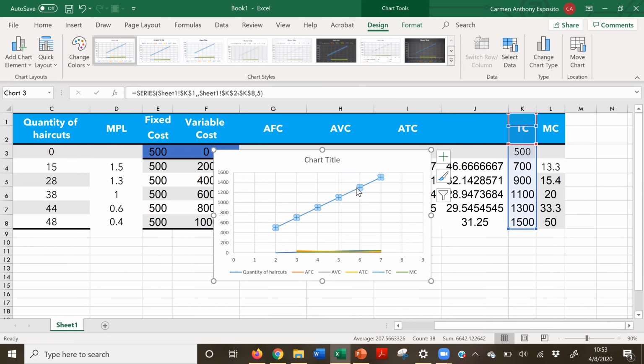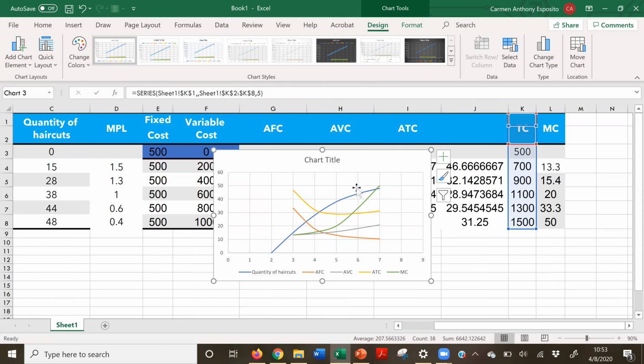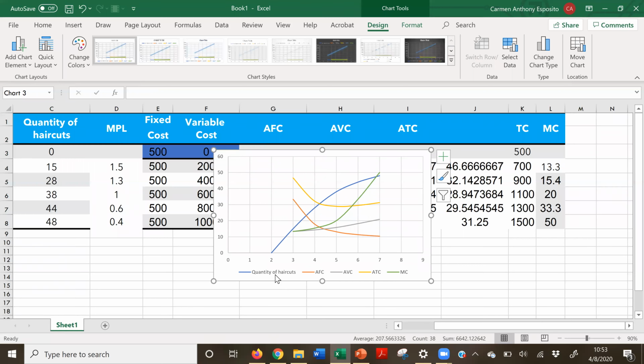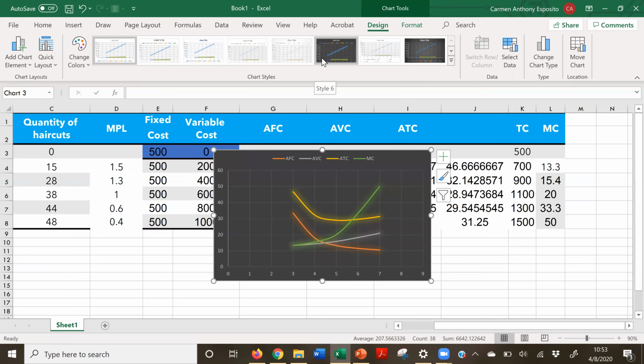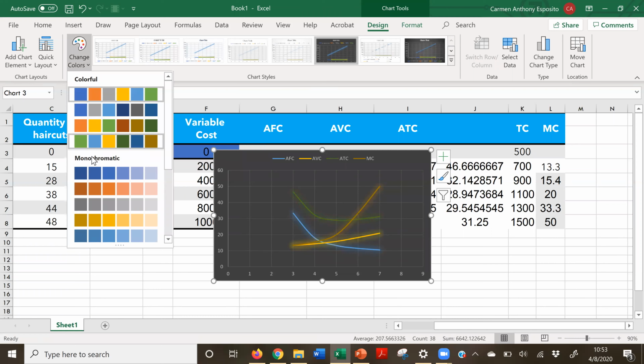See, this is going to make it look weird. So what I'm going to do is get rid of total cost and make it its own graph. I didn't want that graphed. Perfect. Let's make it look fun. We might as well have fun if we're going to be doing some math. That's as good as it gets.